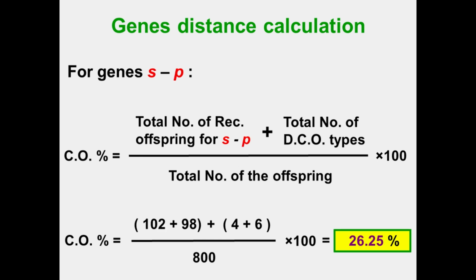Similarly, the genetic distance between genes S and P is calculated by summing the single and double crossover frequencies for this region, dividing by the total number of offspring, and multiplying by 100. Here, the distance is 26.25 map units or centimorgan.